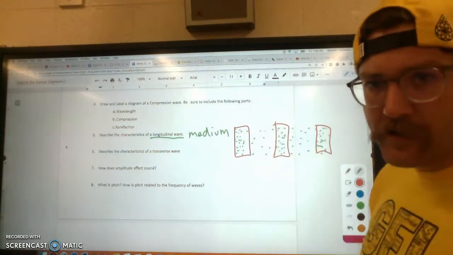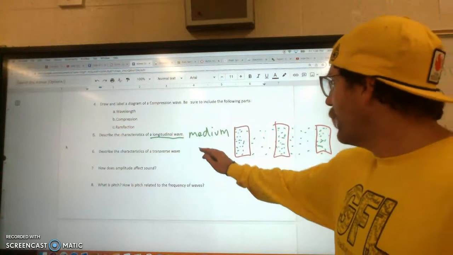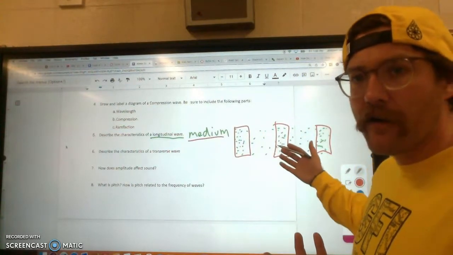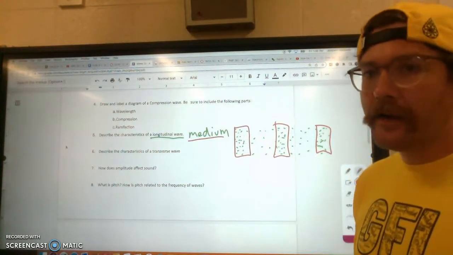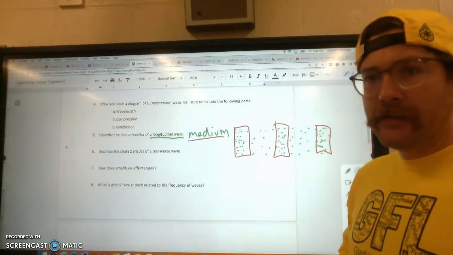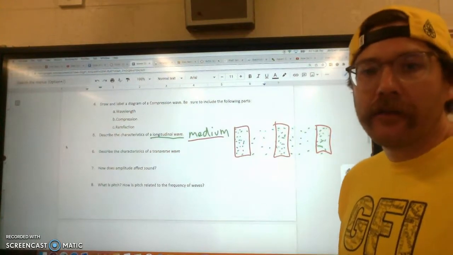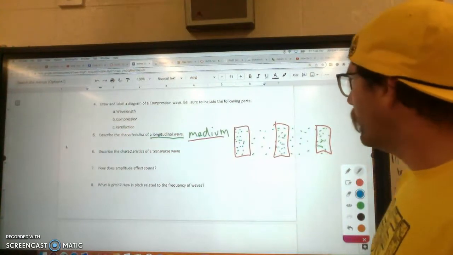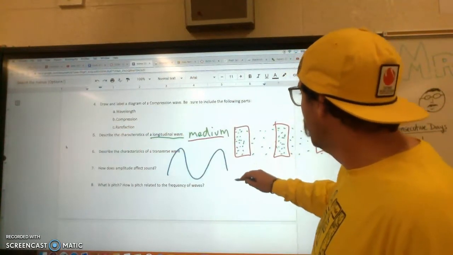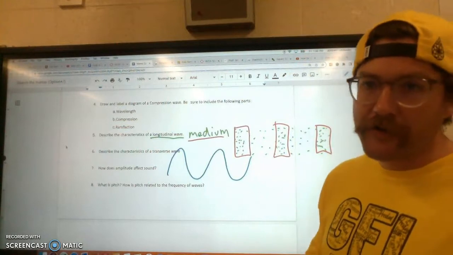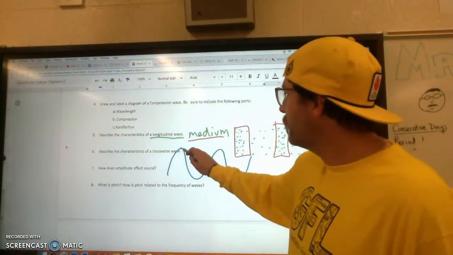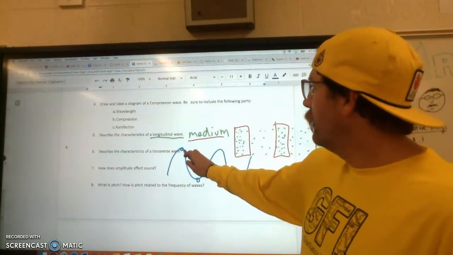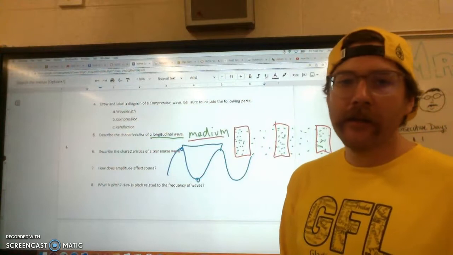So the characteristics here is that it needs to travel through a medium. Instead of crests and troughs, it has compressions and rarefactions. And we're going to look at an example of that as it relates to sound coming up in the next video. Okay, so on the other hand, we have a transverse wave, which has those characteristics we talked about in the last video. It has crests, troughs, and we can measure the wavelength from crest to crest.